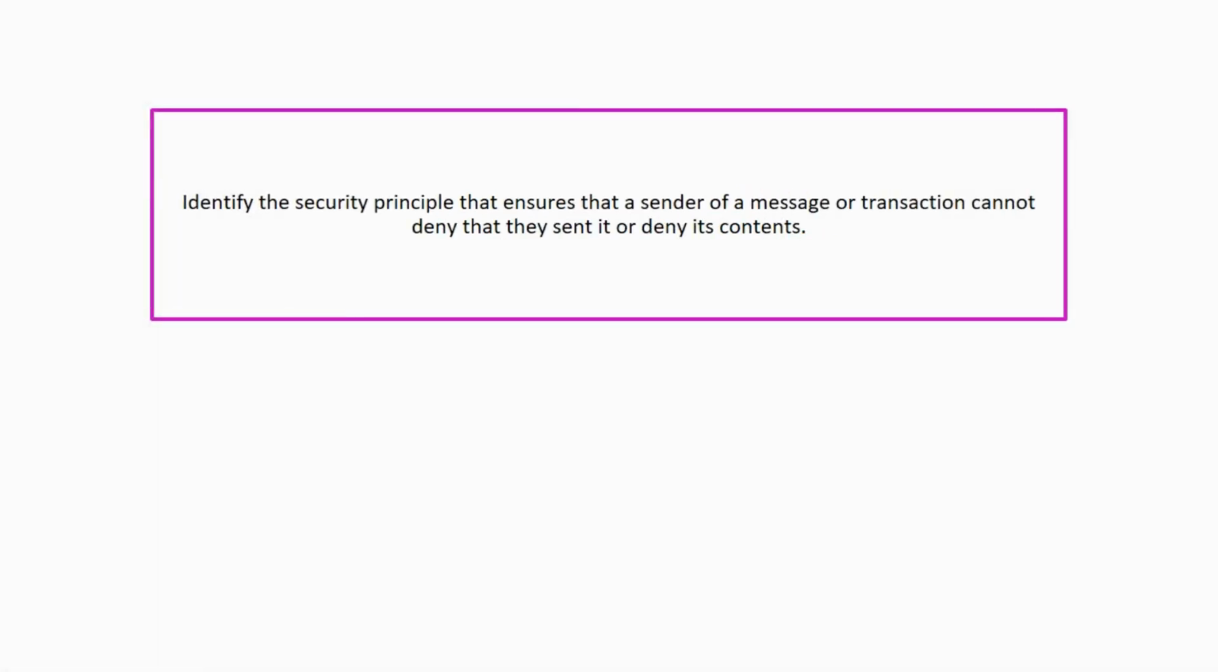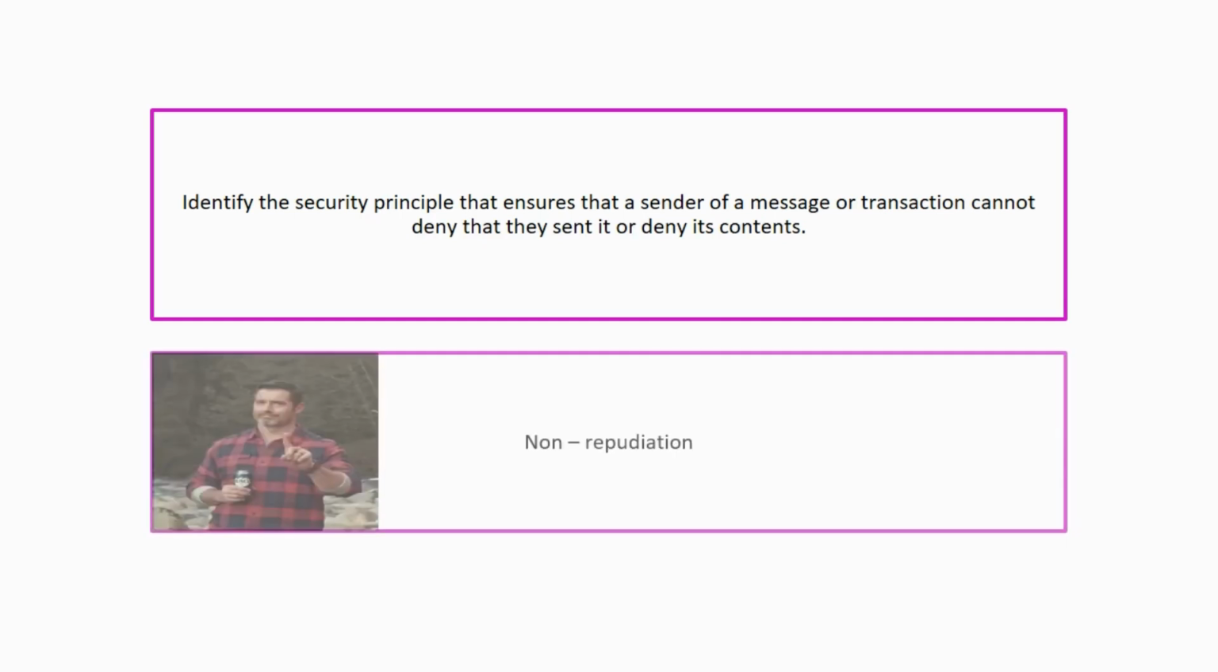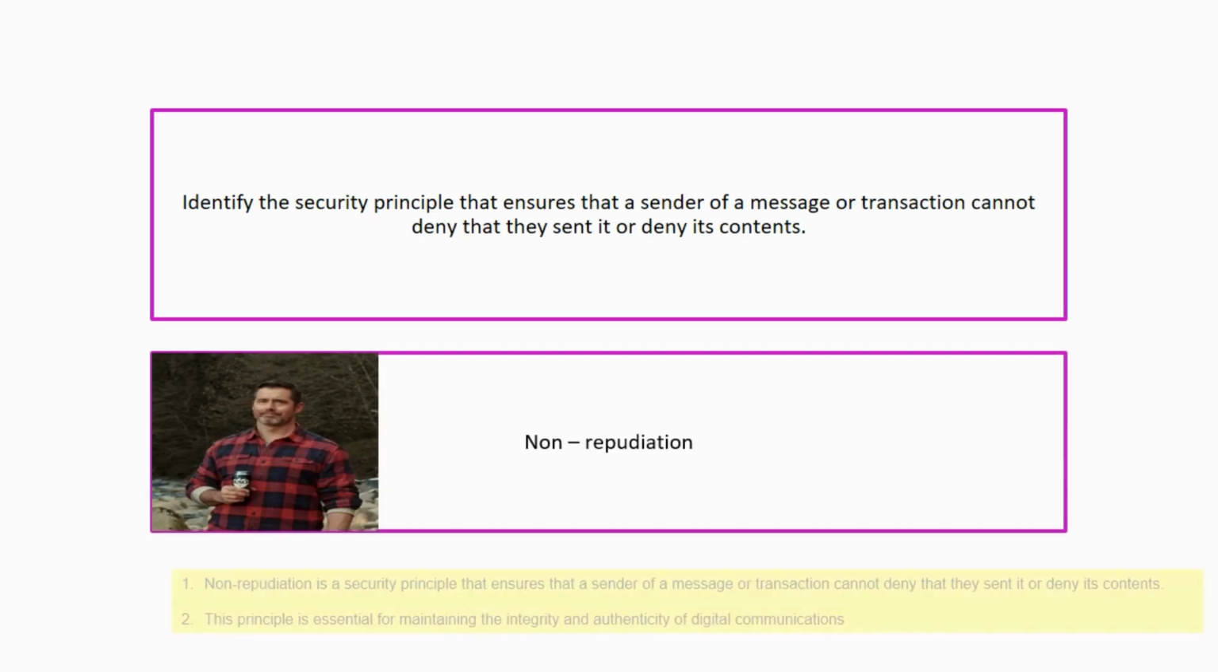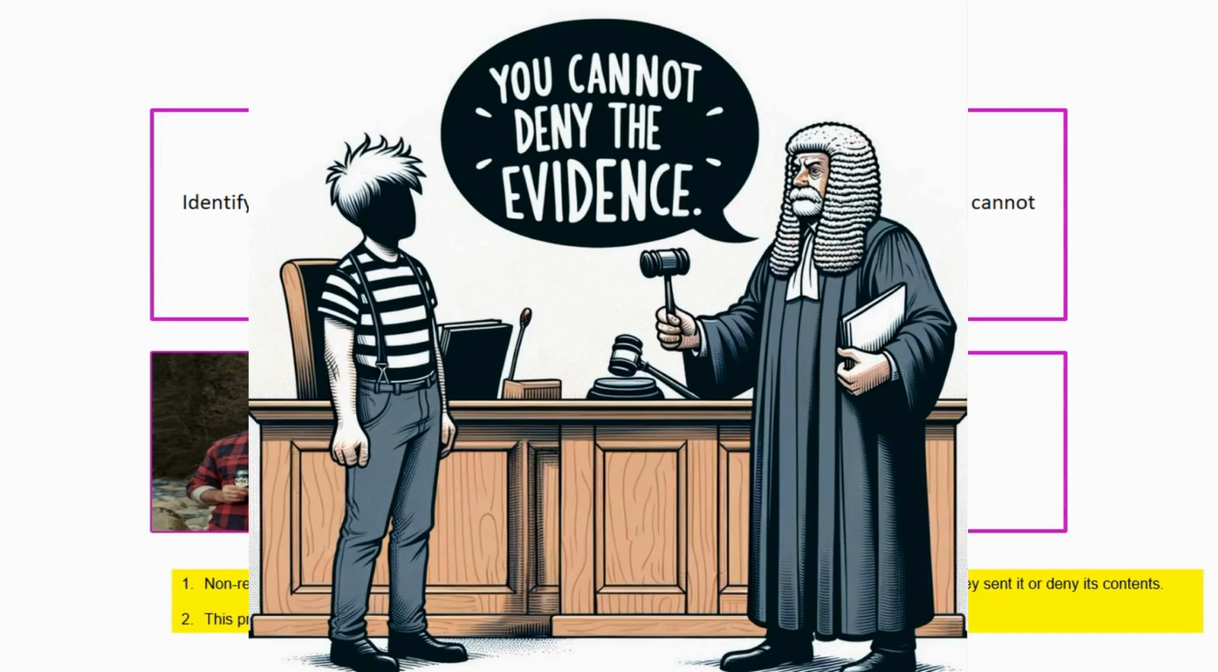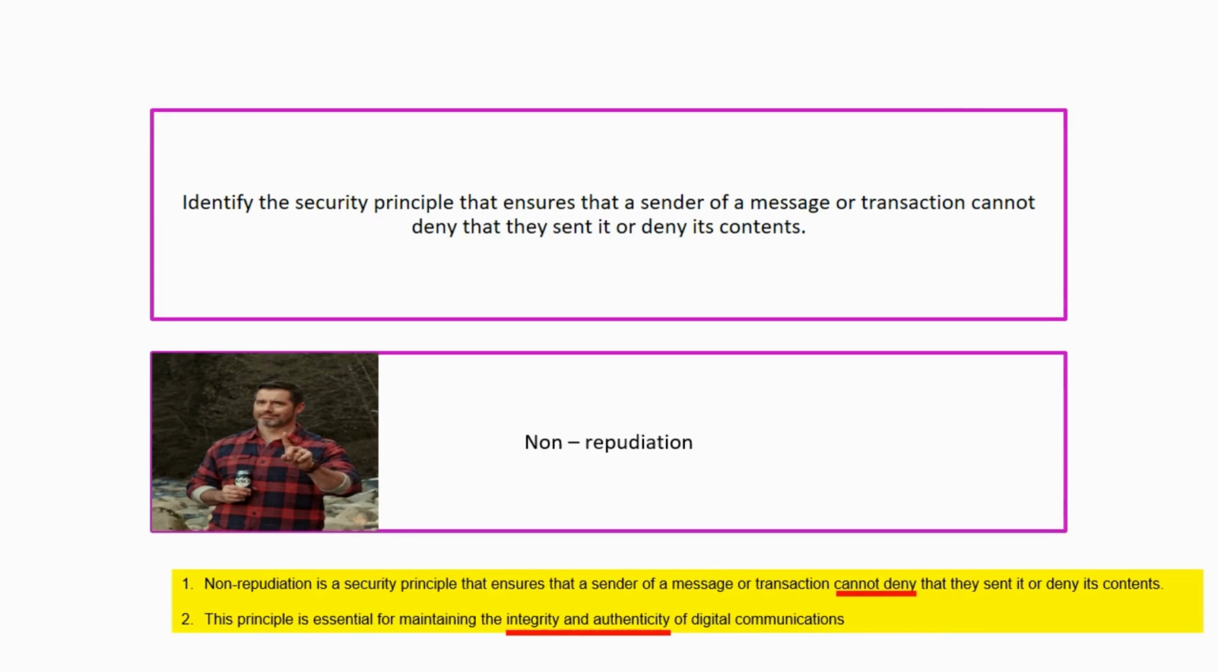Another important aspect that you need to understand is which security principle ensures that the sender of a message or transaction cannot deny that they have sent it or deny its content. So your answer should be non-repudiation. Non-repudiation is a security principle that ensures that sender of a message or transaction cannot deny that transaction or message. This principle is essential for maintaining the integrity and authenticity of digital communication.